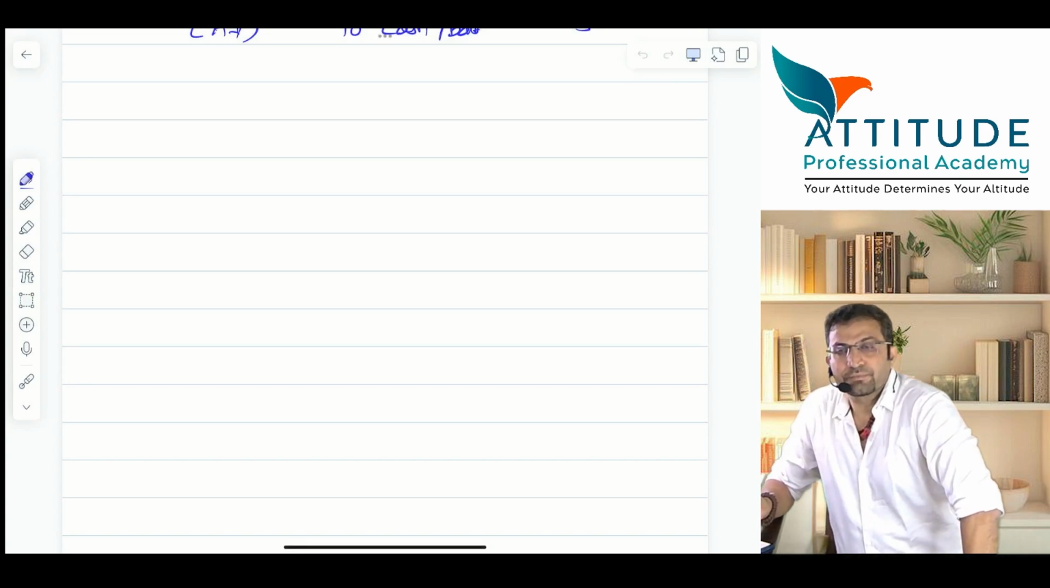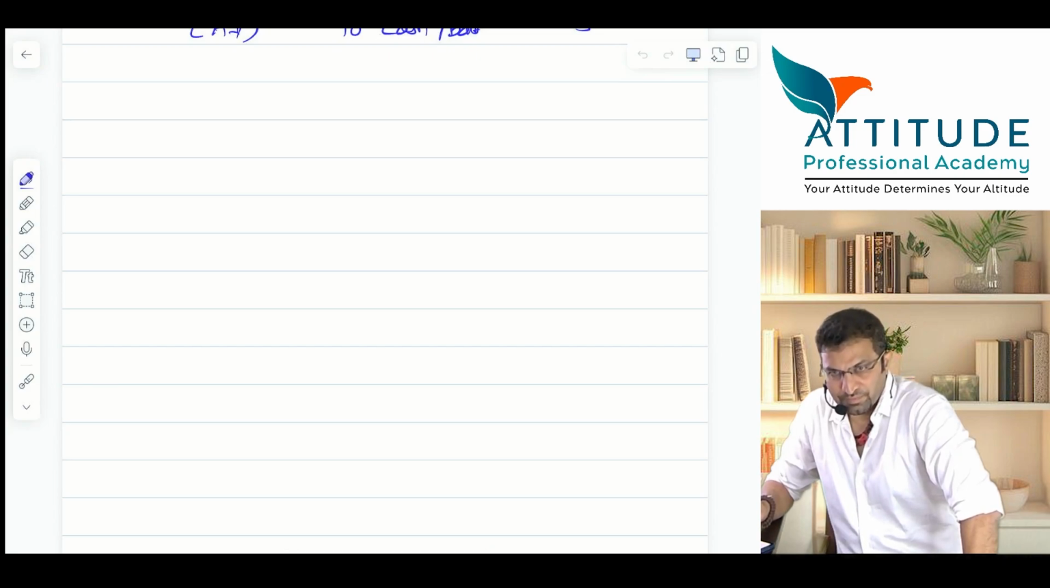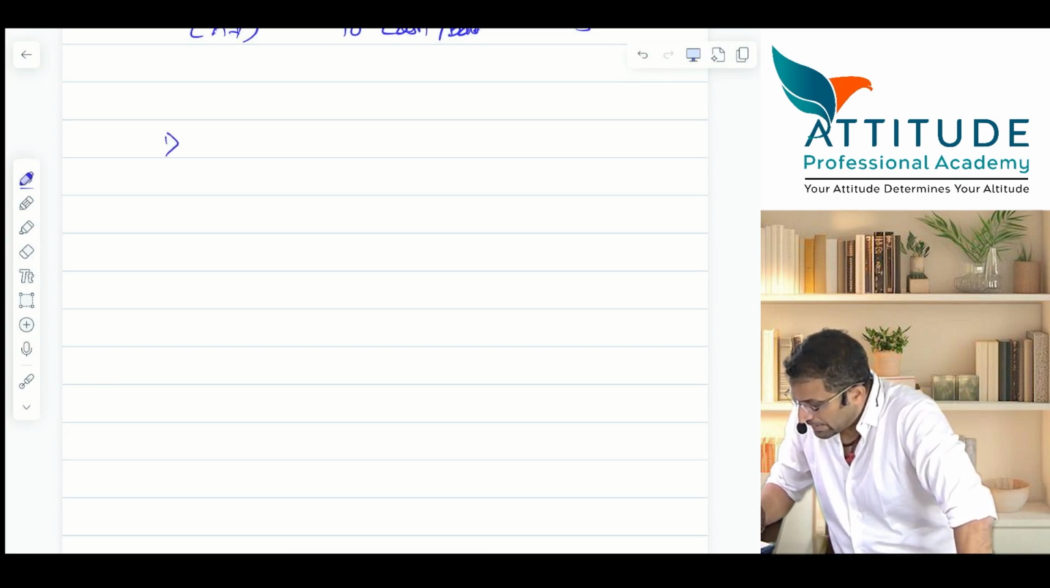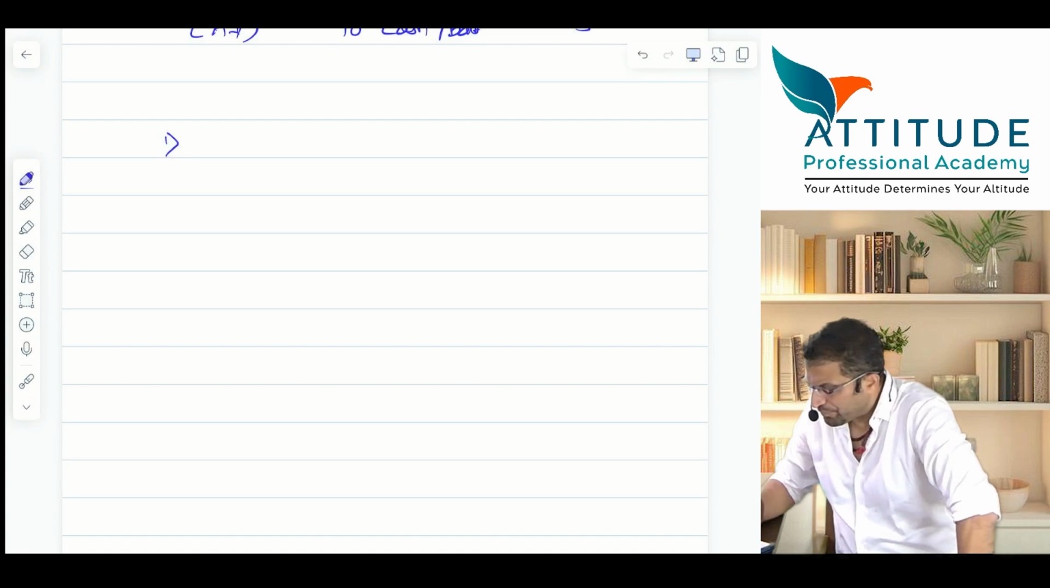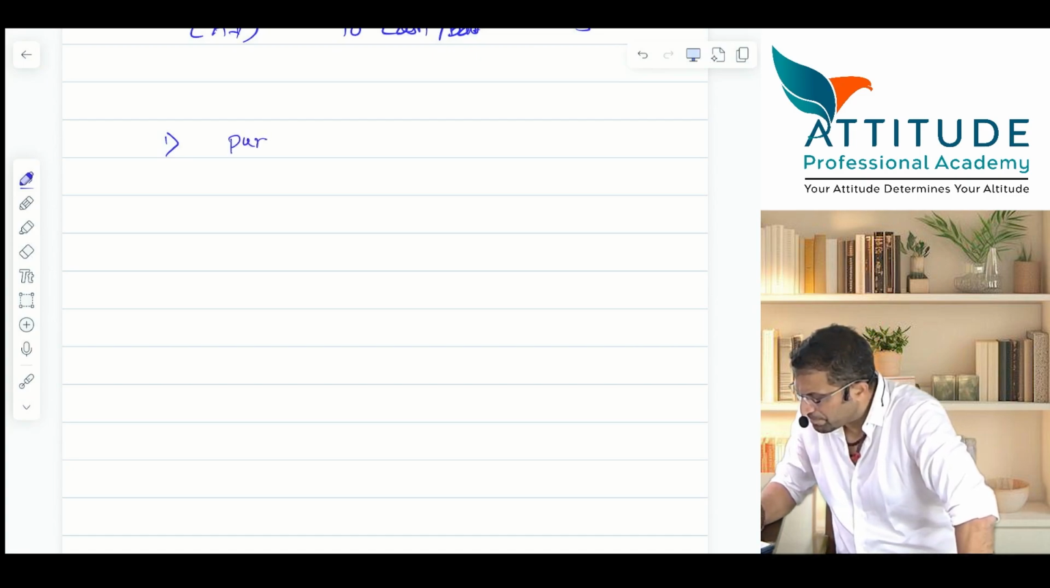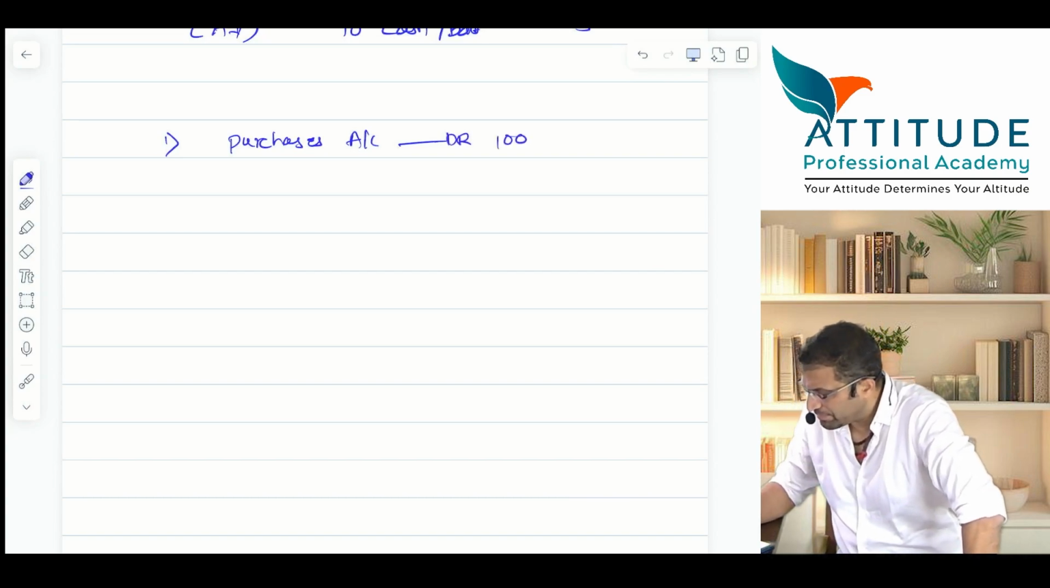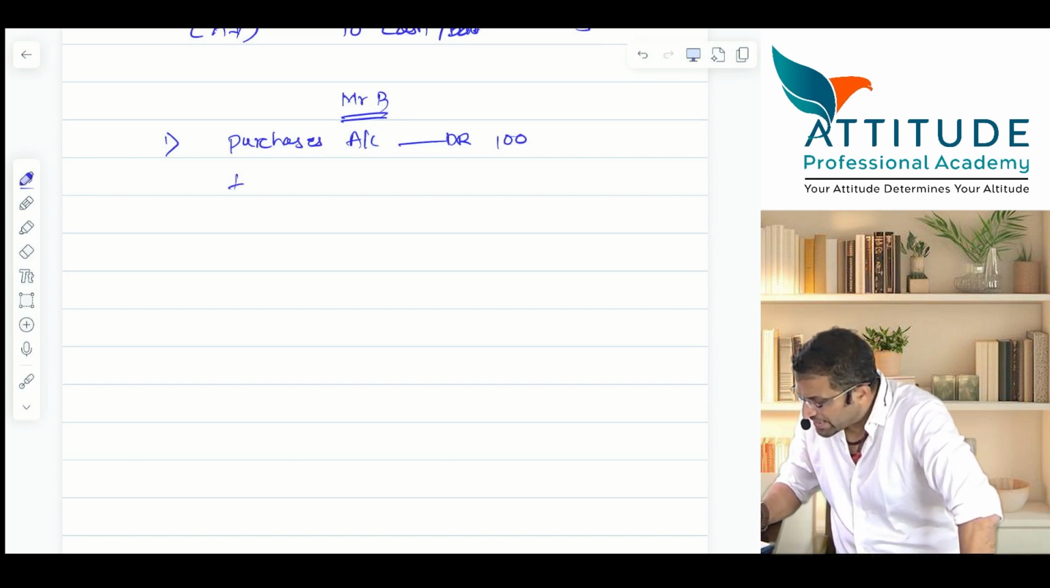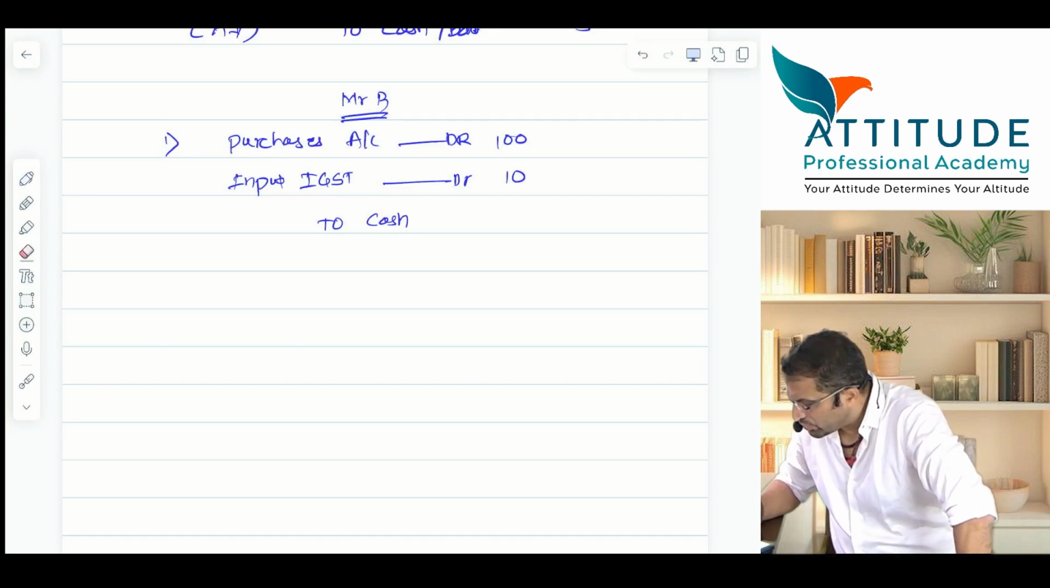Suppose, now please concentrate all of you. First, take the same example of Mr. B. Let us say you have purchased goods. Purchases account debit 100. Same example of Mr. B. Okay. Then you said input GST, no? Input IGST debit how much? 10, to cash. Or let us say to creditors.